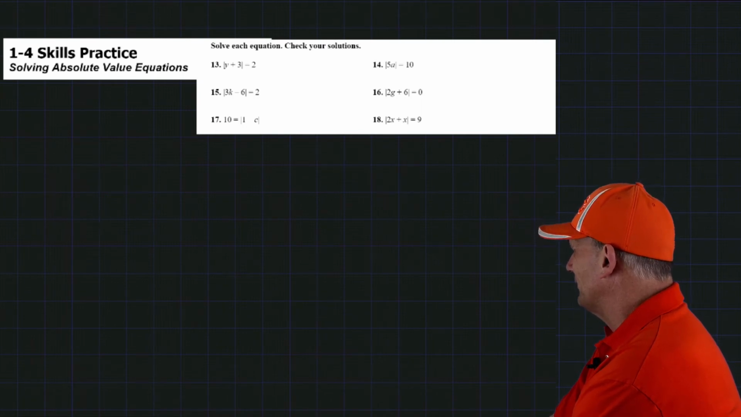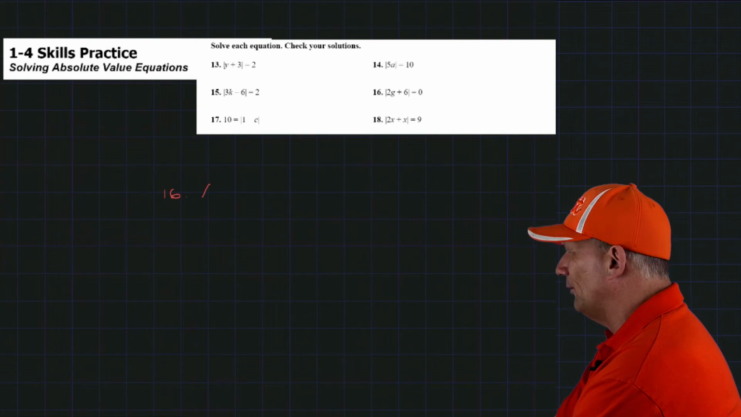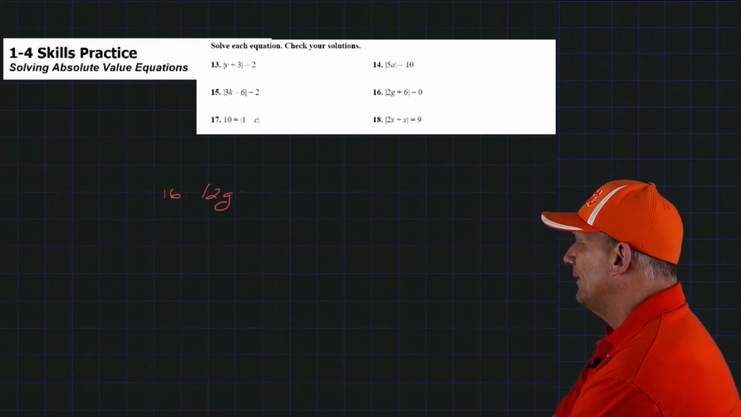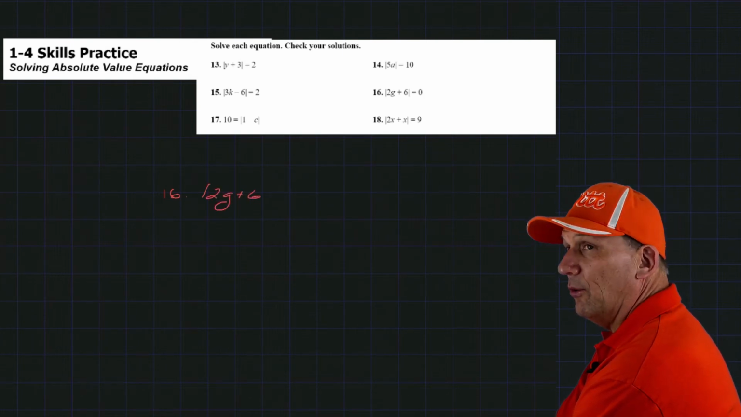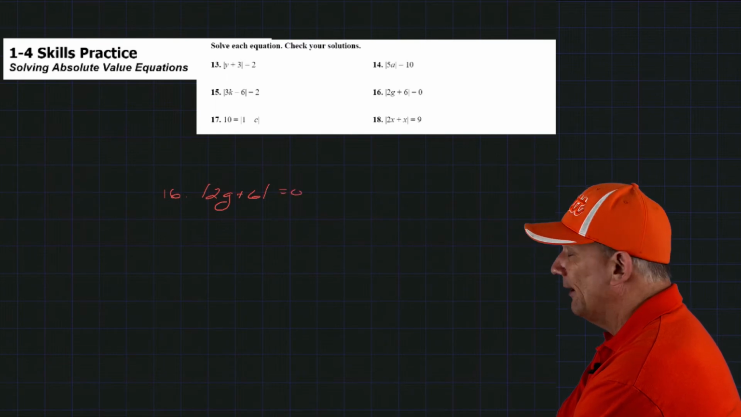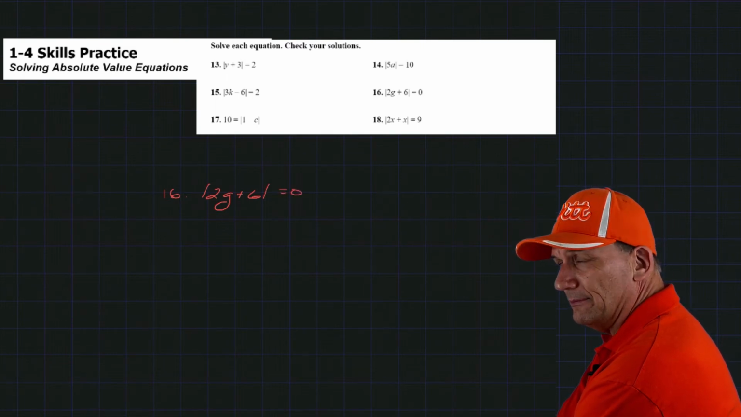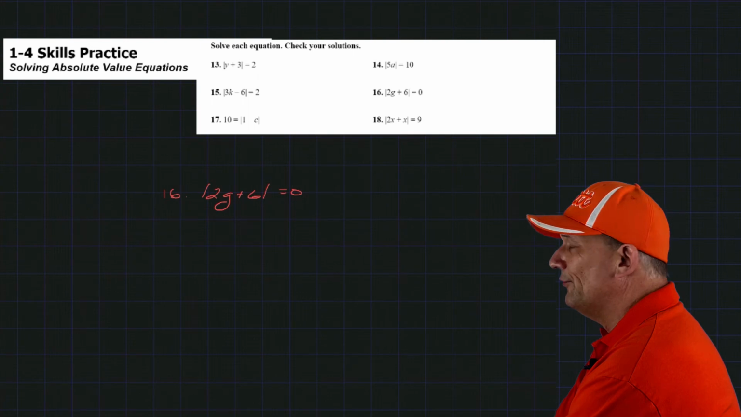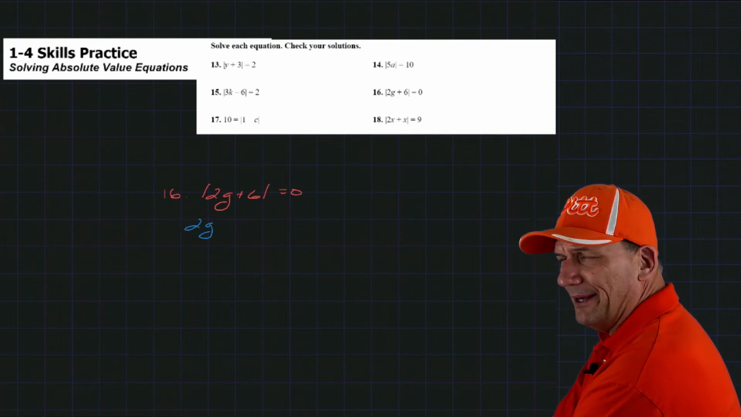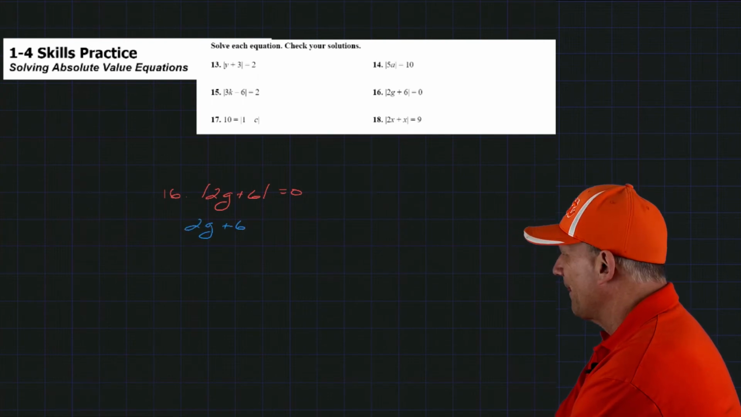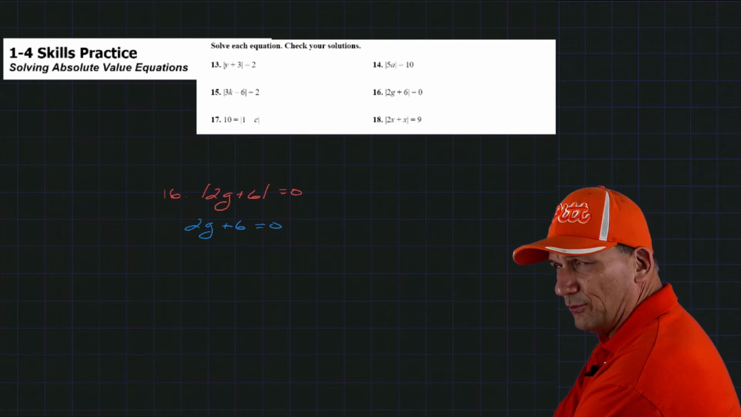All right, so we're going to do 16 now. Now here, this is the only time that you are going to get one solution instead of 2. When it equals 0, there's no such thing as negative 0 and positive 0. There's just 0. So there's no need here to write it out twice. You're going to get the same answer.